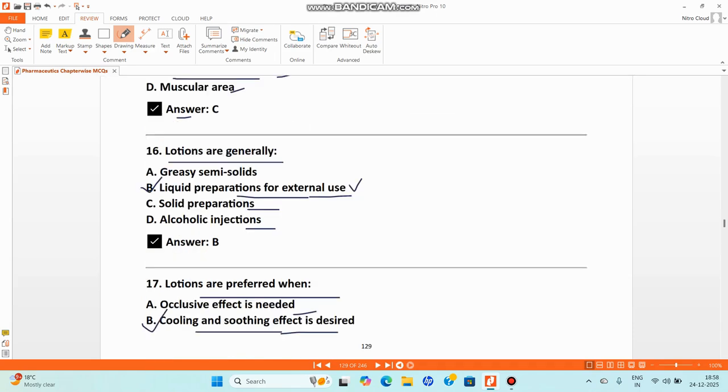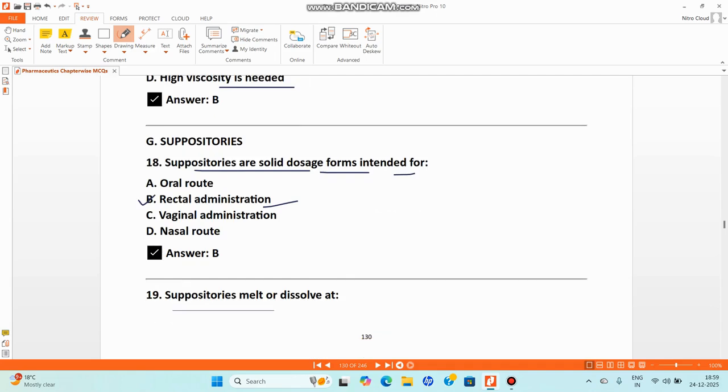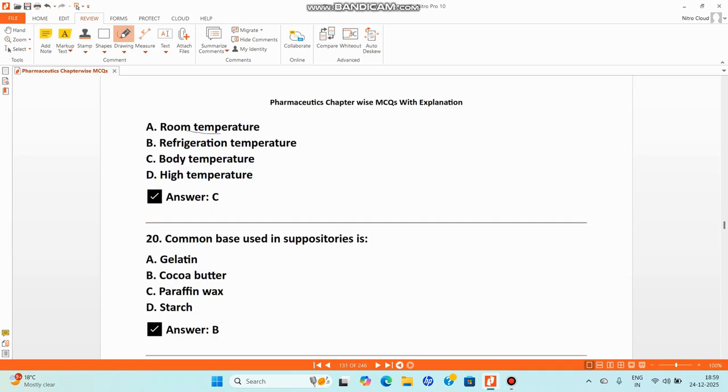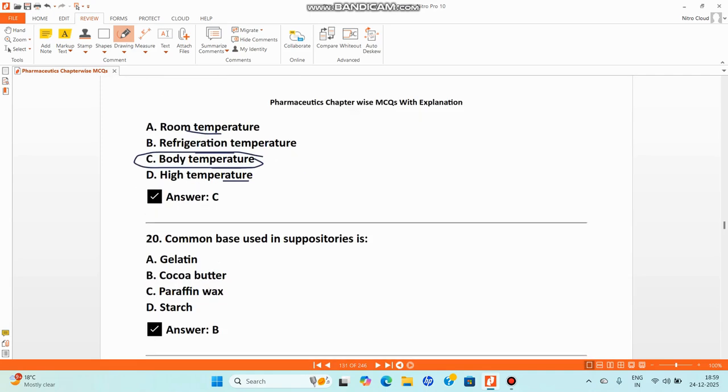Cooling and soothing effect is desired. In that case, lotions are preferred. Okay. So next is suppositories. Suppositories are solid dosage forms intended for rectal administration, right? Suppositories melt or dissolve at room temperature, refrigeration temperature, body temperature, or high temperature. So the answer will be body temperature. Suppositories melt at body temperature.